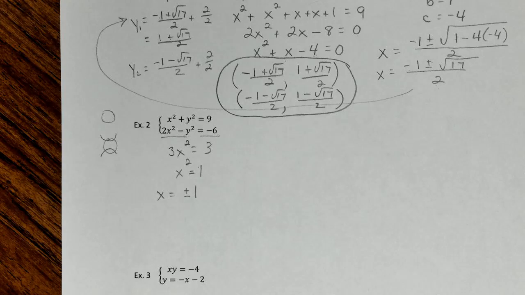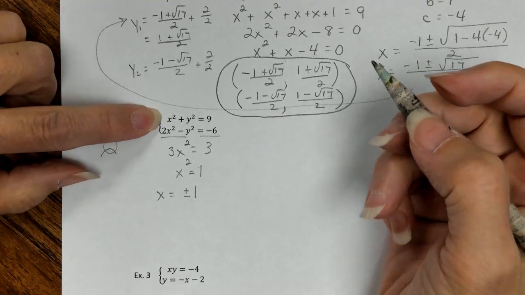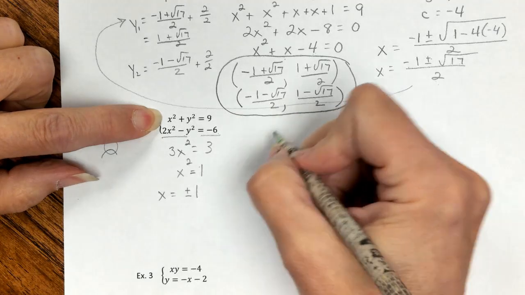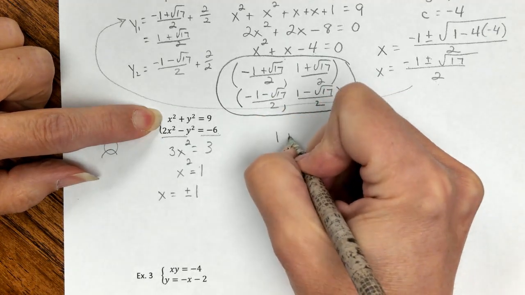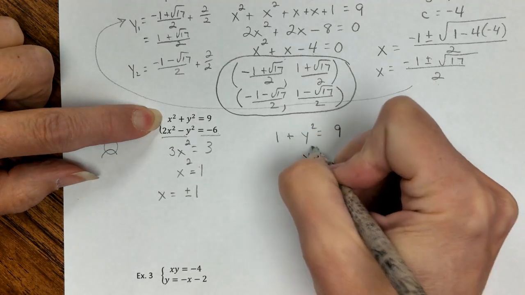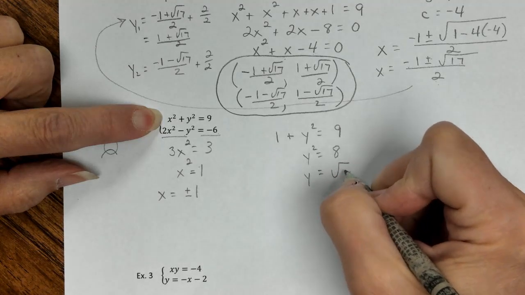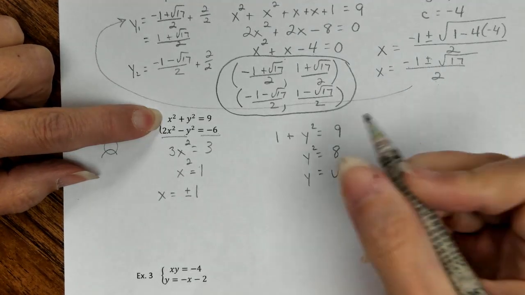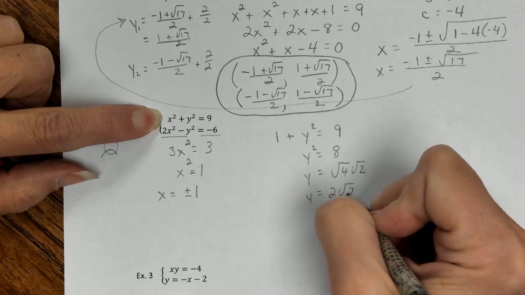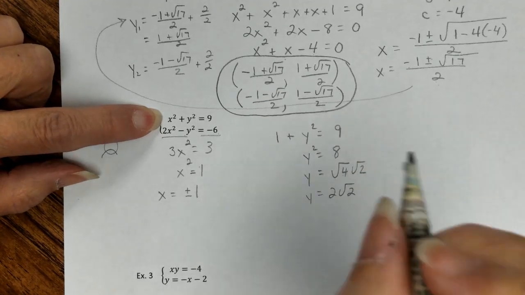So then I take +1 and put it back in place of an x, find the y, and then I take -1, put it back in place of the x, and find the y that goes with that. I'll go to this one. So putting just the 1 in first, I'd have 1 plus y squared equals 9. Y squared would equal 8. So y is the square root of 8, but that's root 4 root 2. So y is 2 root 2. Oh, but wait, I took the square root of both sides. It's positive or negative.